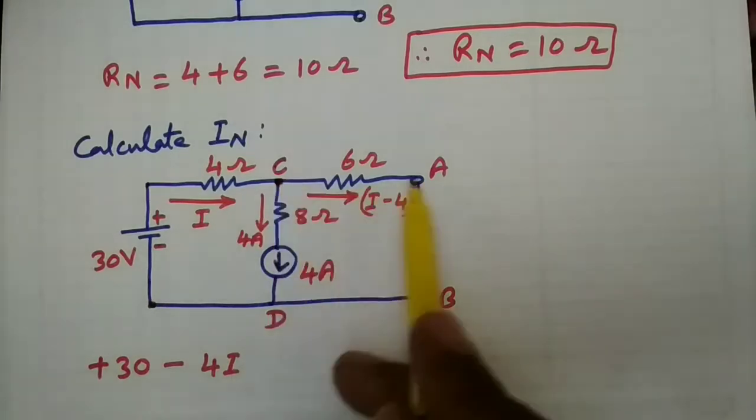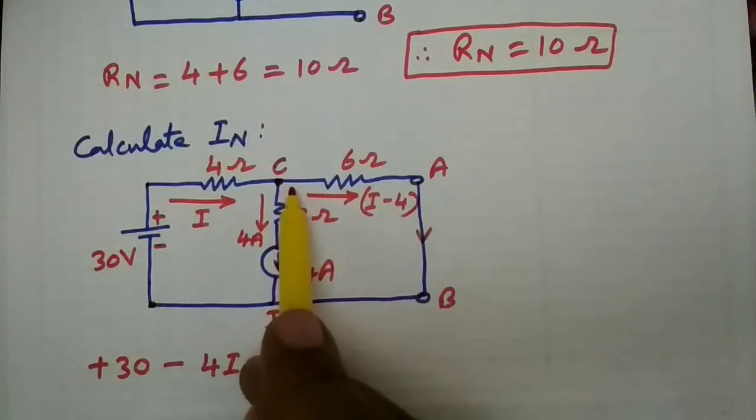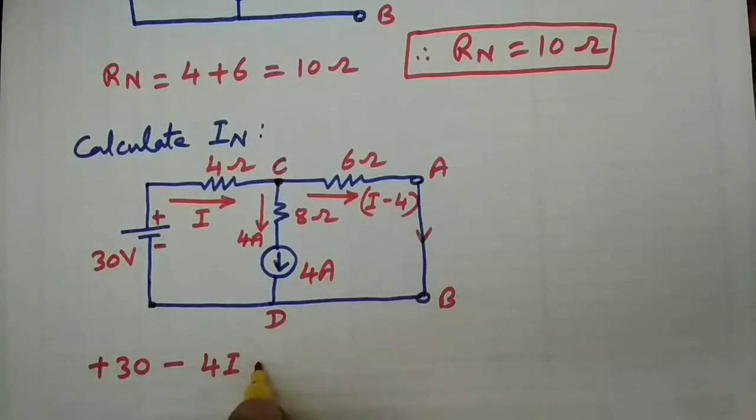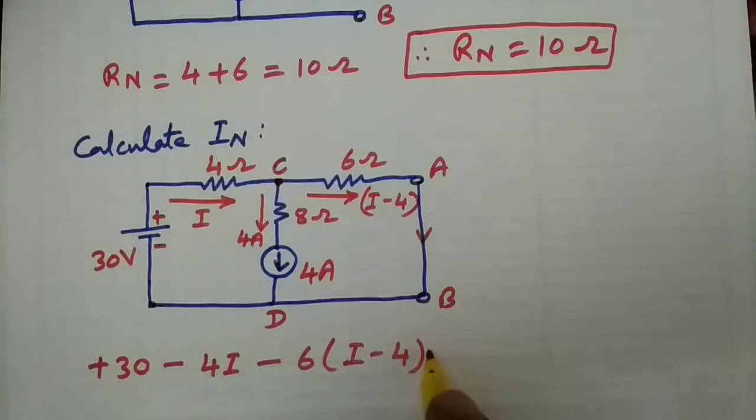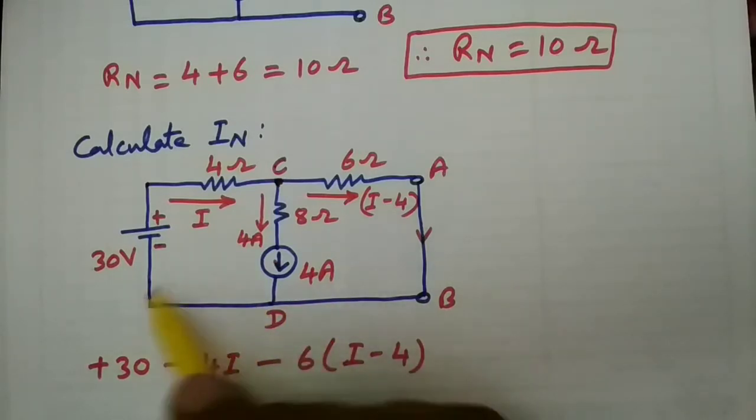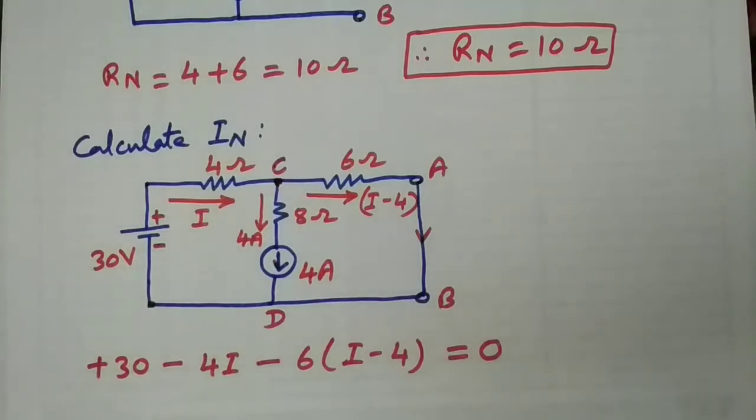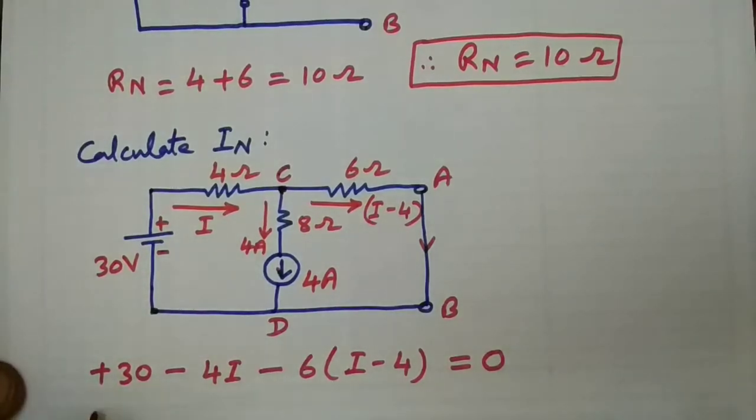From node C to node A, again we are moving in the direction of the current. So again there will be a voltage drop in the 6 ohm resistance and it will be a loss in potential. So it will be minus 6 into I minus 4. In the rest of the part there are no elements, so there will be no voltage drop. So finally this value will be equal to 0. If we simplify this, 30 minus 4I minus 6I plus 24 equals 0.